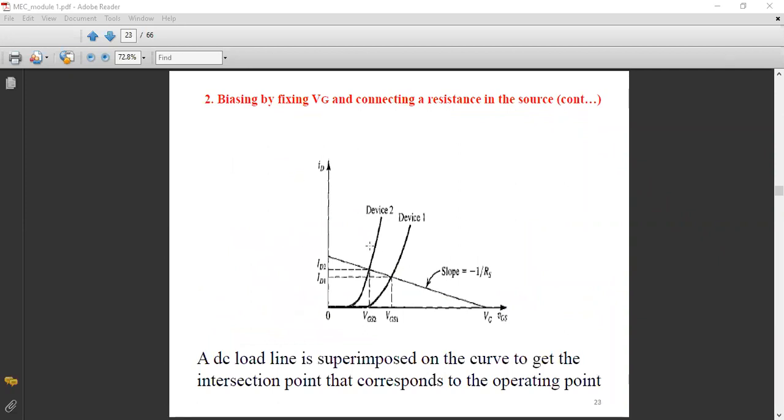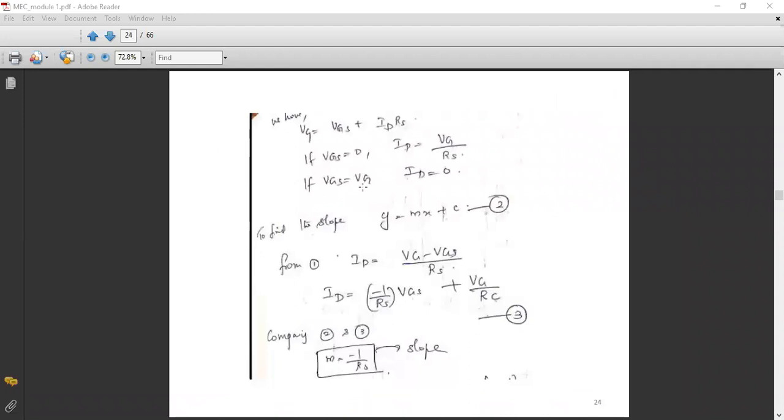And also we have plotted this graph and we found the slope. How did we find the slope? By making use of the straight line equation. That is, we applied KVL and got this particular equation, VG equal to VGS plus IDRS. Then we rearranged this equation in the format of Y equal to MX plus C, and comparing with the standard equation, we got the slope as minus 1 by RS.